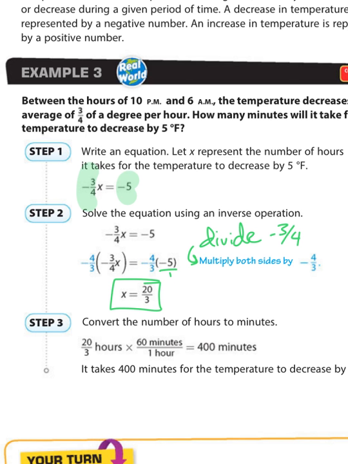Now remember, this was in hours. So now we need to convert hours to minutes. I know there are 60 minutes in an hour, so I'm going to multiply our fraction by 60, and we get 400 minutes. Or 20 times 60 is 1200 divided by 3 is 400 minutes.